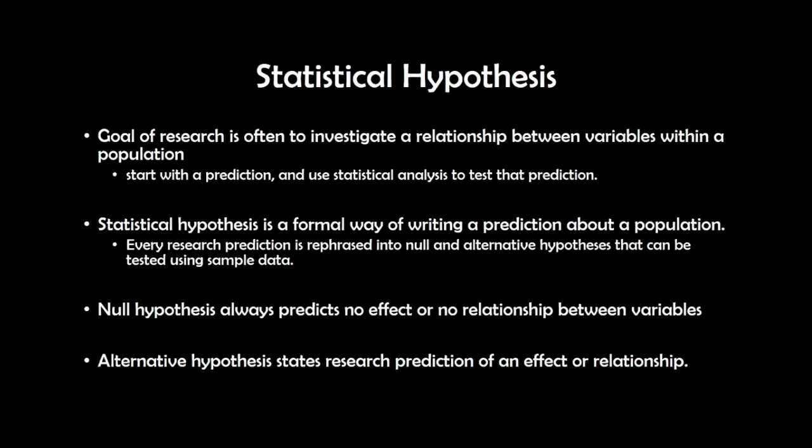The goal of research is often to investigate a relationship between variables within a population. It normally starts with a prediction, and then we use statistical analysis to test that prediction. Statistical hypothesis is a formal way of writing prediction about a population. Every research prediction is rephrased into null and alternative hypotheses that can be tested by using sample data. Null hypothesis always predicts no effects or no relationships between variables. Alternative hypothesis states research predictions of an effect or relationship.